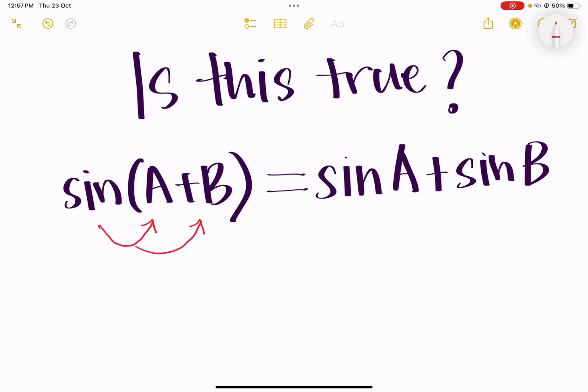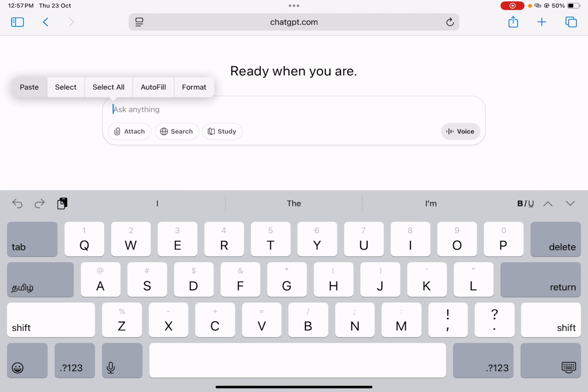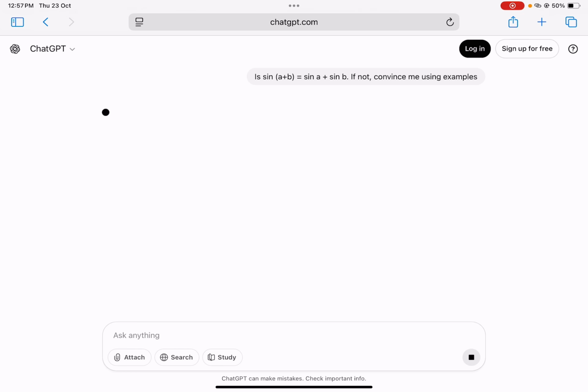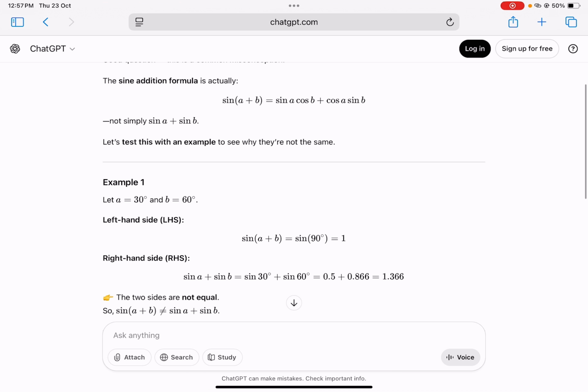Let us see what ChatGPT says. Okay, so ChatGPT says it's not true and it's actually a common misconception. So they have used an example to show that this is not true, which is actually a way to prove that a statement is false.